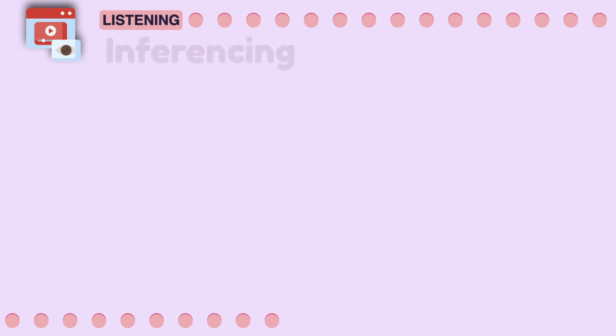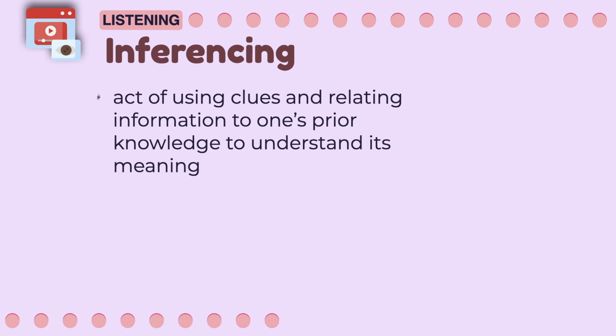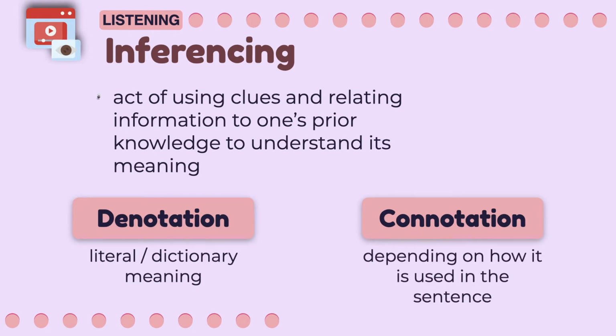The first is inferencing. This is the act of using clues and relating new information to one's prior knowledge to understand its meaning. This may be done by thinking of the denotation and the connotation of a word. The denotation of a word is its literal or dictionary meaning, while its connotation is the meaning that the word suggests depending on how it is used in the sentence.